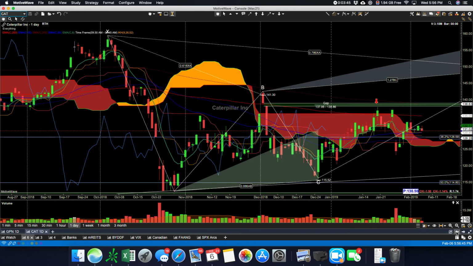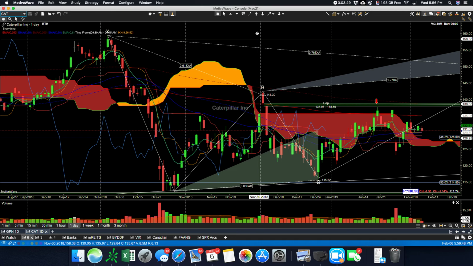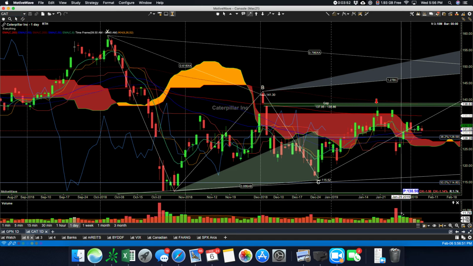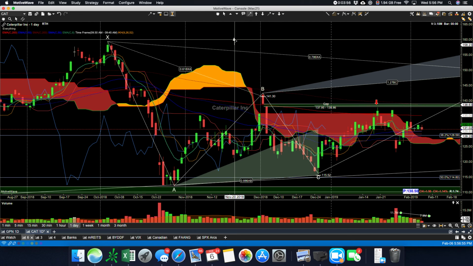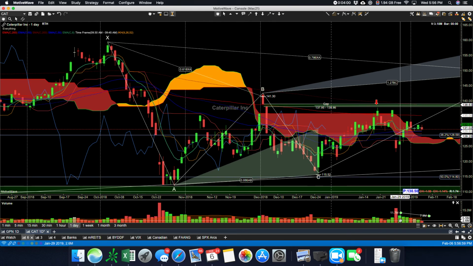But I do want to point out on Caterpillar that we're seeing something that we're seeing in other stocks, and that's declining volume for some period of time now. So we're seeing declining volume running back 7-8 days.